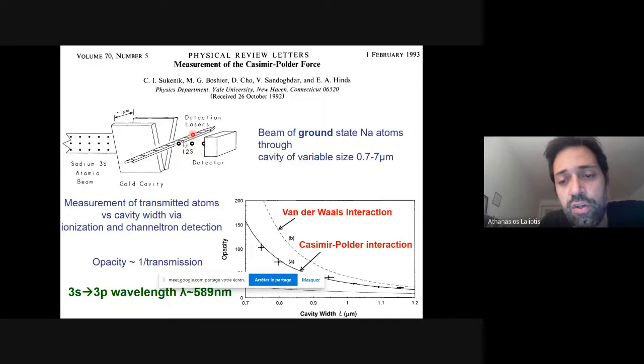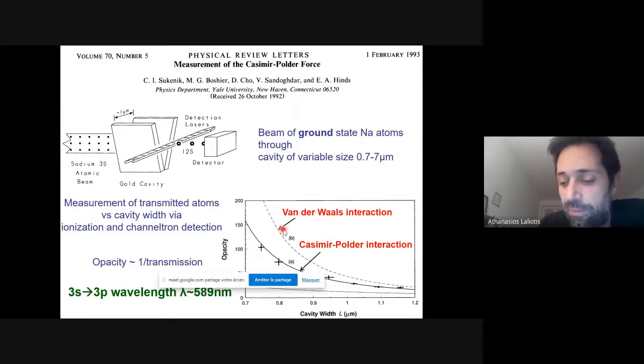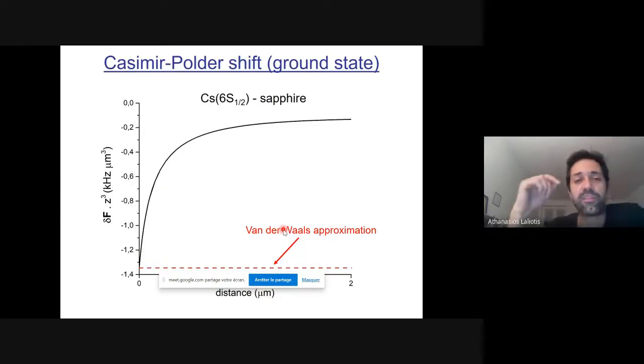compare the atomic transmission to a theoretical model that they built that included the atom surface interactions. And of course, they found that the van der Waals interaction, the non-retarded, electrostatic interaction, 1 over Z3, is not compatible with the data, but the QED approach, the quantum electrodynamics approach, the quantum fluctuations approach, seems to match the data better. So this was the first demonstration, and then there were others after that.